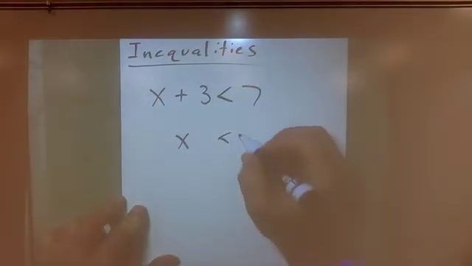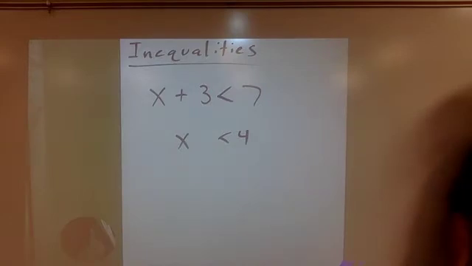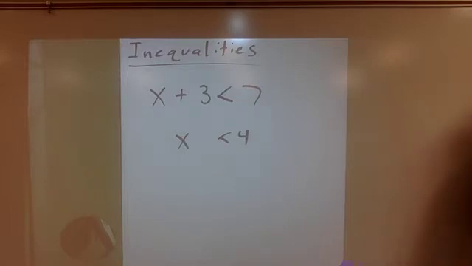So what does this answer actually mean? X is less than 4. It means we can use any number we want to for x that is smaller than 4. So we could use 3, we could use 2, we could use 1, we could use negative 5,026,000,026. That's why there's an infinite amount of answers. The negative numbers go on forever.